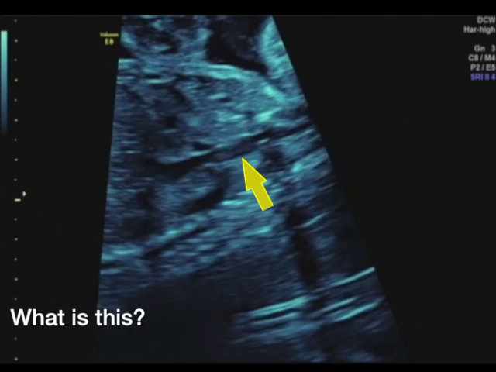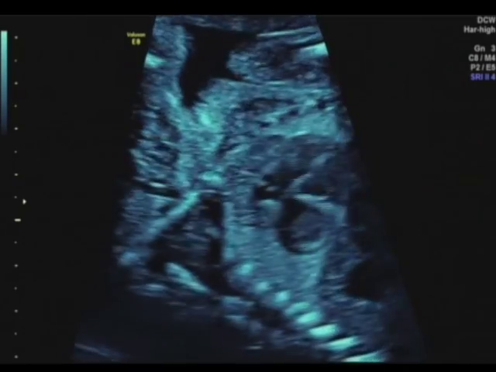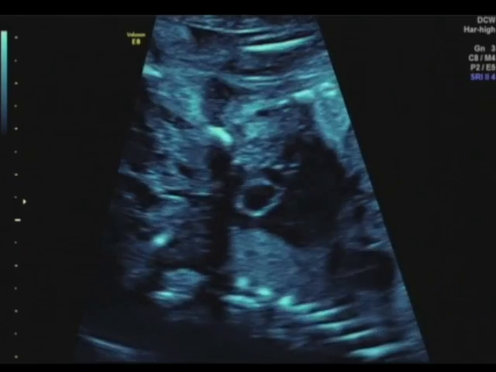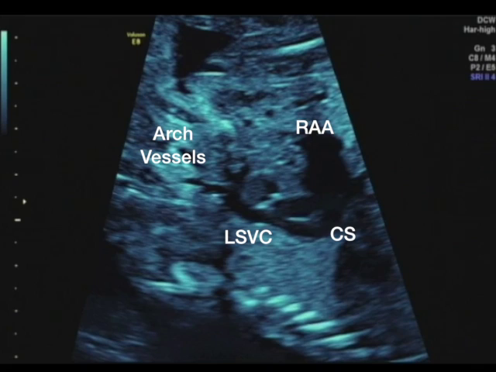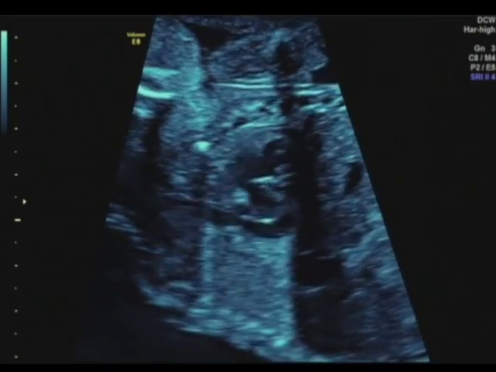Here we see an odd structure that seems to be on the left. And it's in the reverse view here. We see the left SVC coming to the coronary sinus and then dumping into the right atrium.